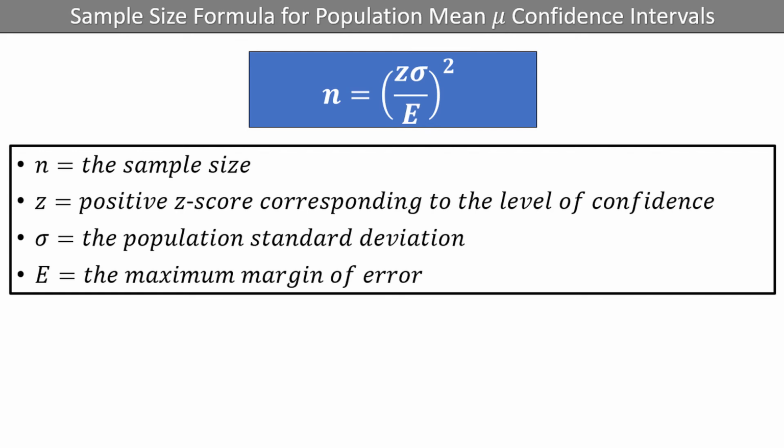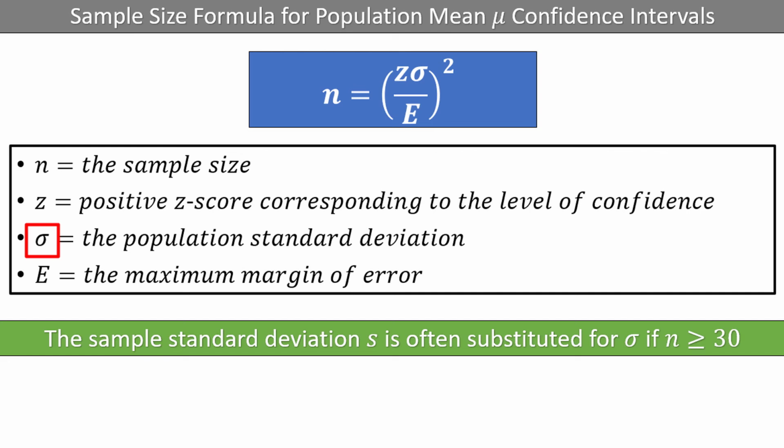Now, the hardest part to get in real life is the population standard deviation sigma. Actually, typically this number is impossible or extremely difficult to find because it requires you to know the population mean and every observation in the population. So, often the sample standard deviation S is substituted in place of sigma in this formula, as long as the sample size used to find S is at least 30.